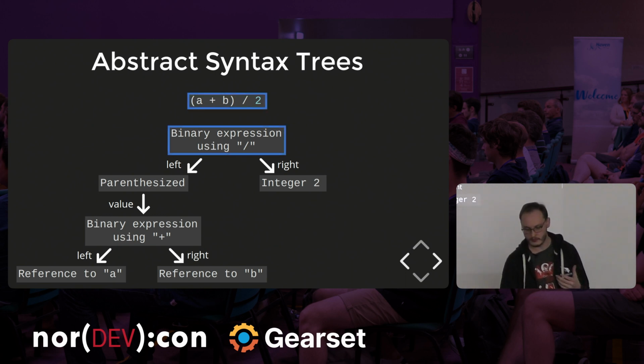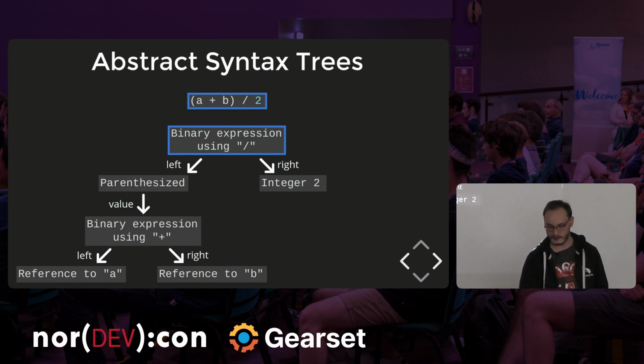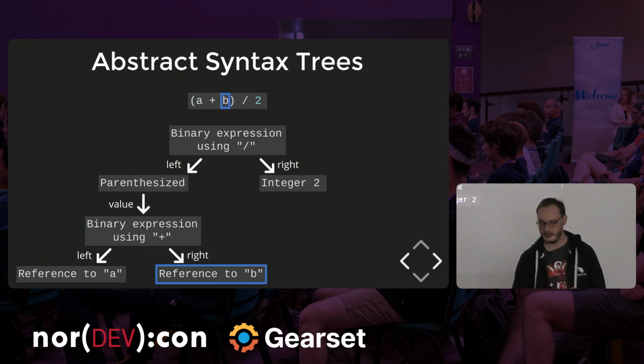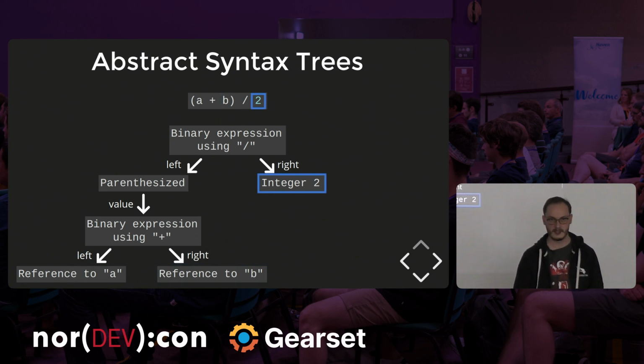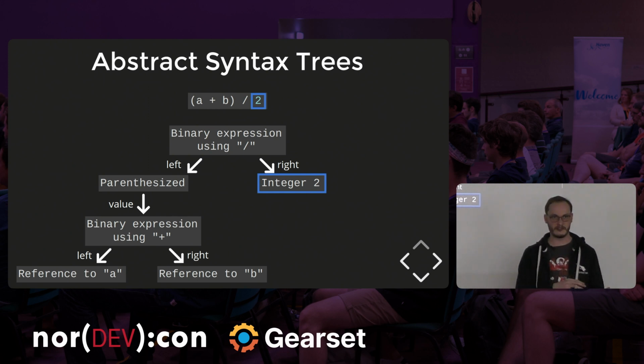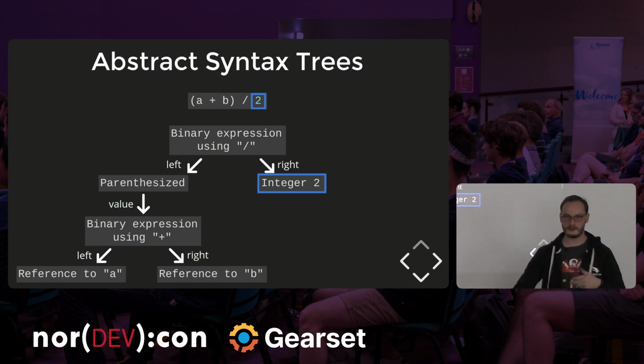So we can have at the root a binary expression using slash. On the left side we have a parenthesized expression which contains a binary expression with plus. On the left side a reference to a, right side a reference to b, and the very far right, the integer 2. So what a linter will do is it's going to take your code, parse it into this structure, and then it's going to traverse this tree node by node. And for every node, it's going to ask the different rules, "Hey, I have this node, like this one is a binary expression. Do you find a problem with this?" If yes, then you report an issue to the user. And otherwise, you ignore it and you just go to the next one.